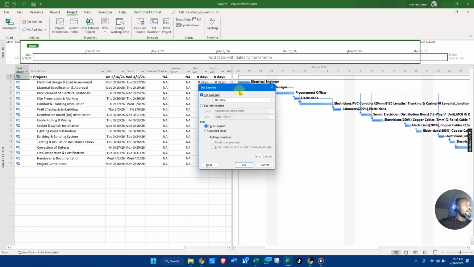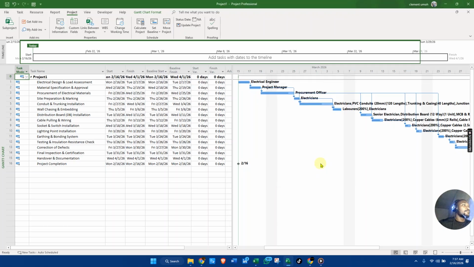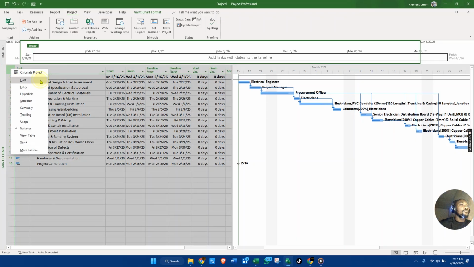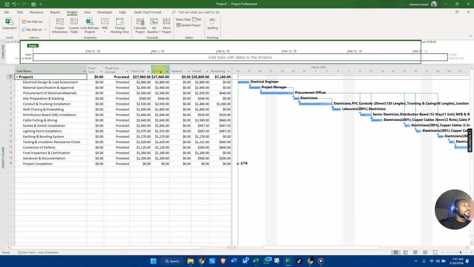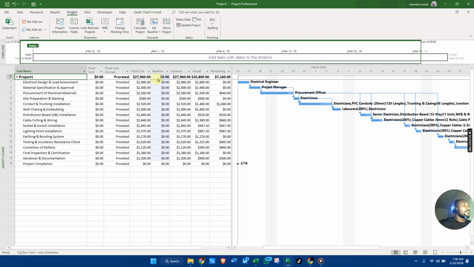So I want you guys to look at this particular sheet over here. All right. So set baseline, entire project, and okay. You see, everything has been set. So if you now want to go to our course, this also has been set in our course. Now remove, clear baseline. Okay, you see, this is cleared. We only have our variance here.